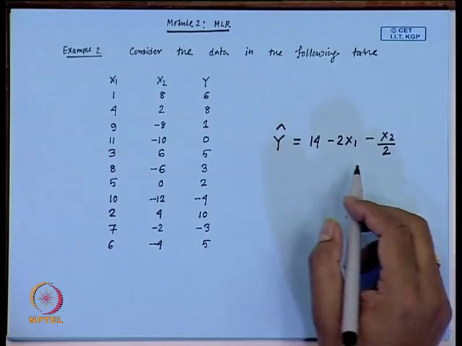Now, once we have the fitted model, we check the significance of the fitted model by using the global test. That means we test the hypothesis that beta 1 equal to beta 2 equal to 0 against the alternative hypothesis that H naught is not true. The null hypothesis that beta 1 equal to beta 2 equal to 0 says that there is no linear relationship between the response variable and the regressor variables. And we test this hypothesis using the global F value that is obtained from the ANOVA table.